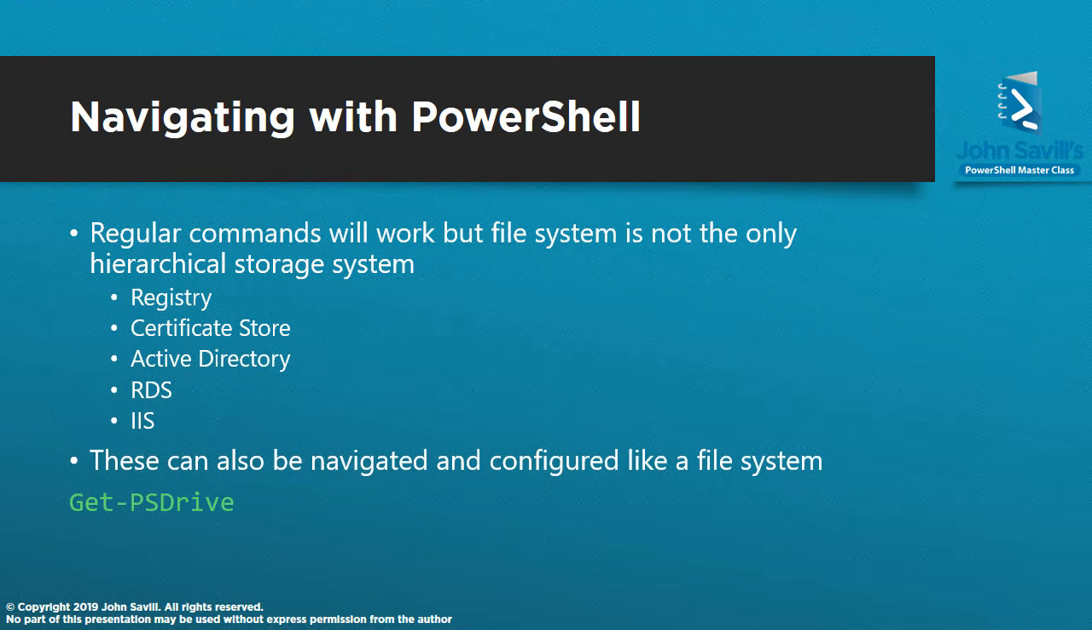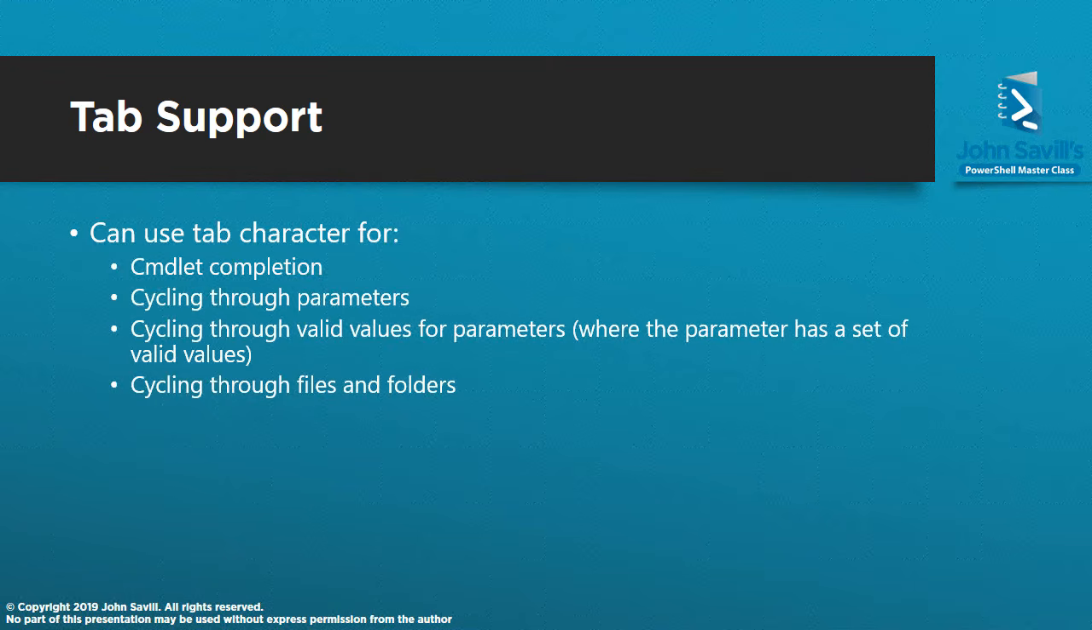So go ahead and try that. Move around, leverage PowerShell, get familiar with the environment. Don't forget about your tab support. Super useful. I can use tabs for cmdlet completion. I can cycle through parameters. I can cycle through valid values where the parameter has a set of valid values. I can cycle through my files and folders.